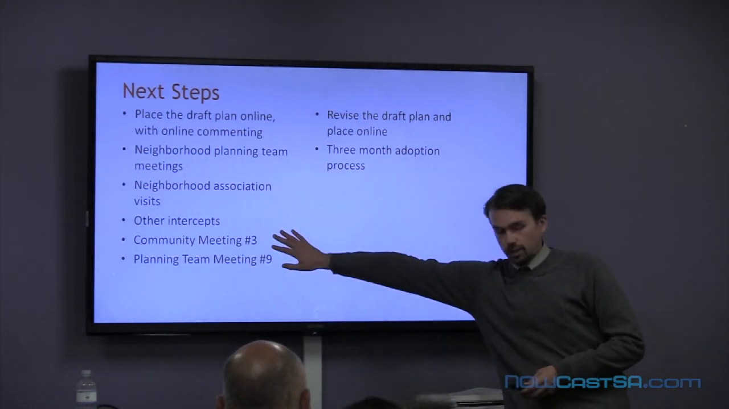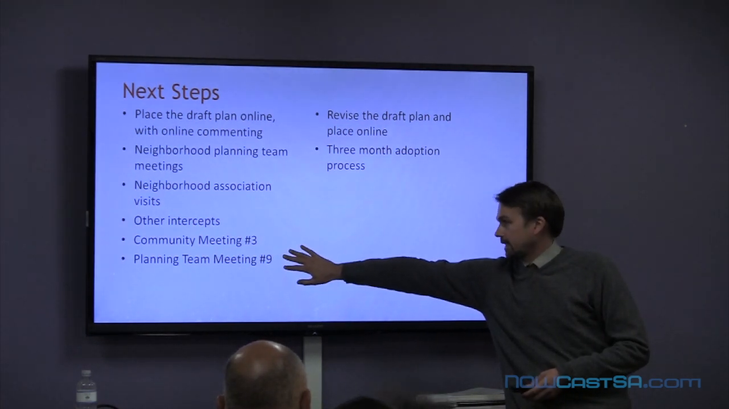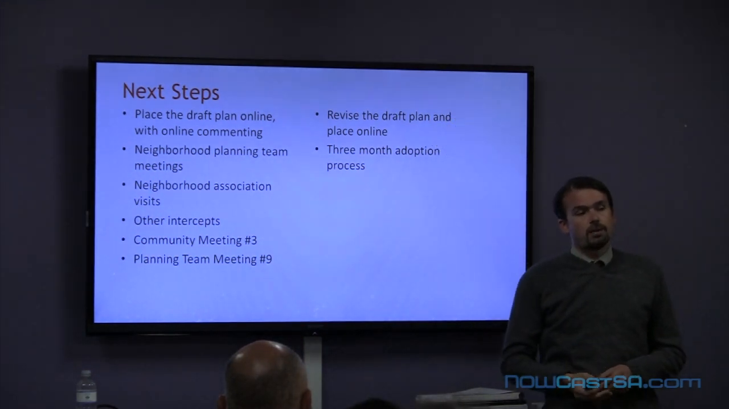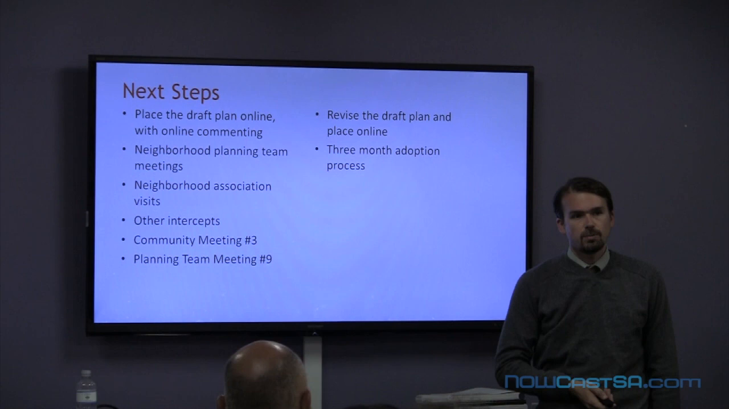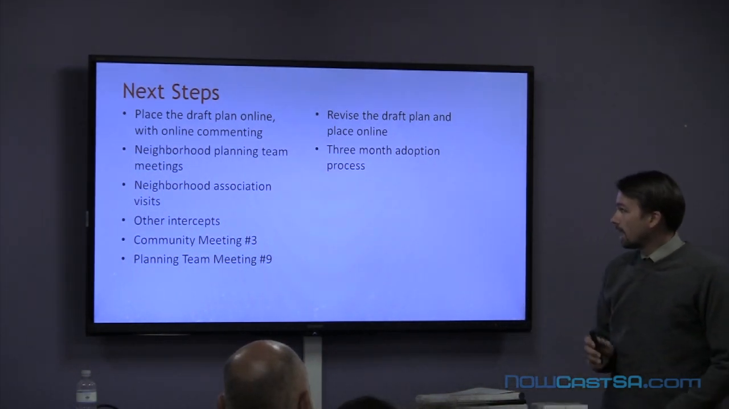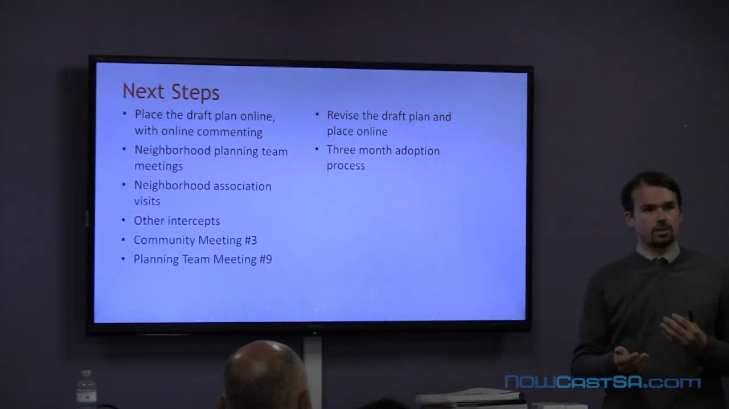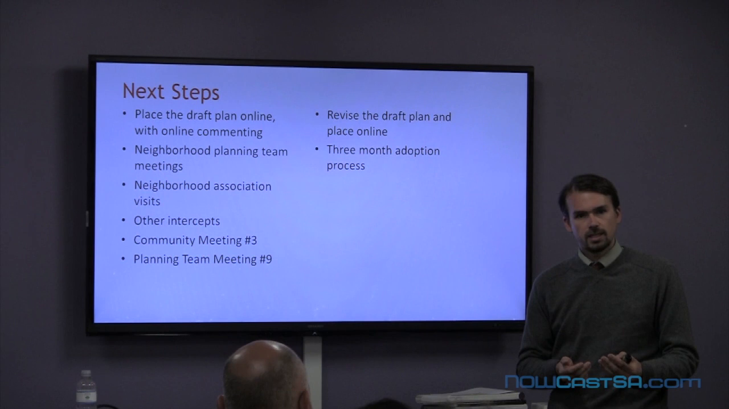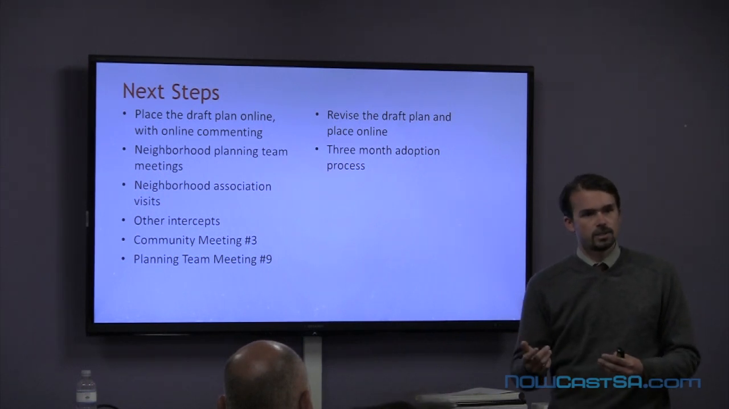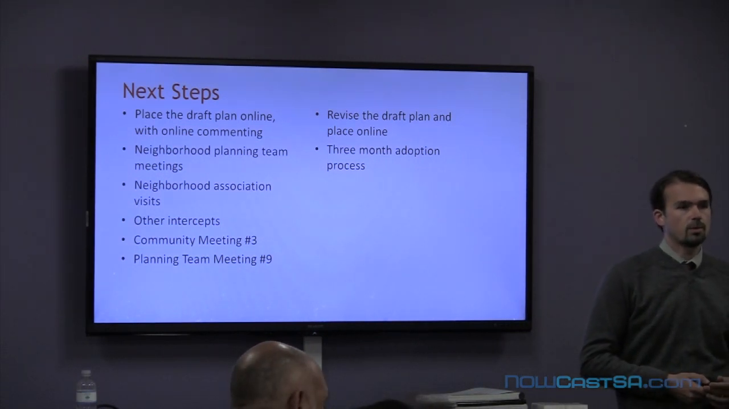We'll have a third community meeting at least. We'll have another planning team meeting, and then we'll make changes to the plan in response to the public feedback again and more discussions that we have together. And then after all that, it will take about 3 months to make presentations to the City Council subcommittee for the comprehensive plan, the Planning Commission. I'd ultimately ask for City Council approval. That's a fairly lengthy process.